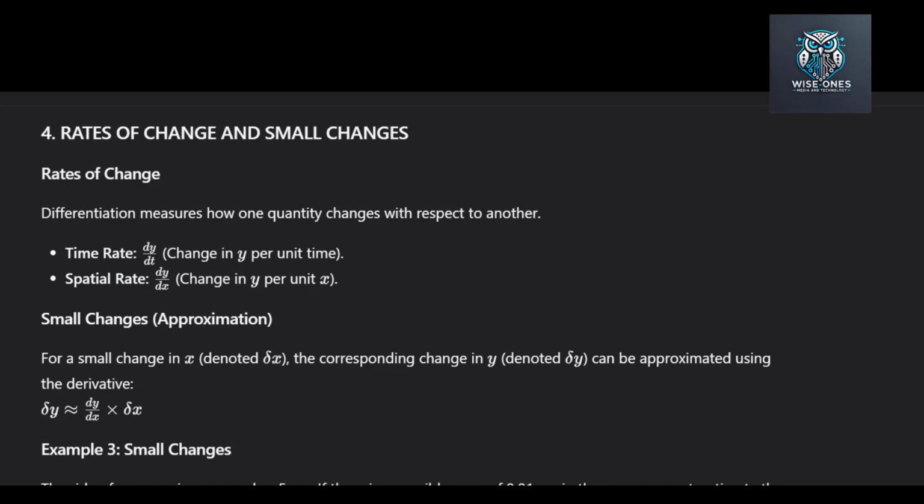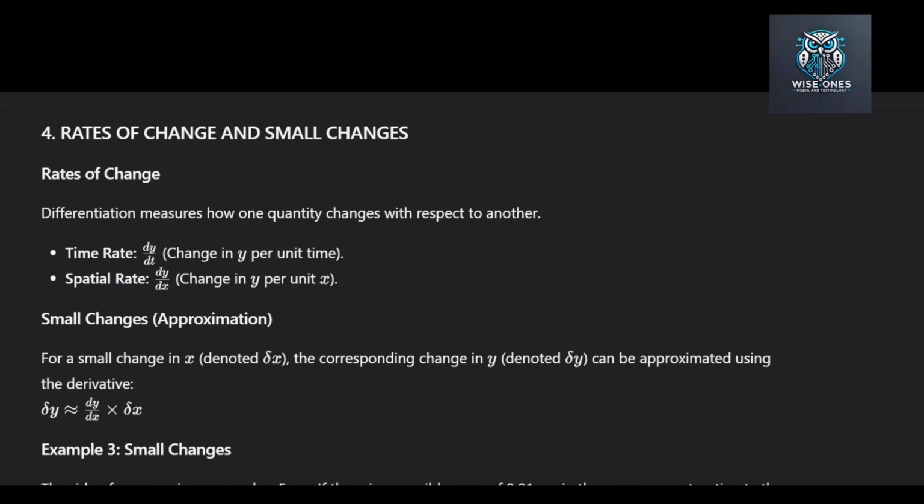There's also a concept called small changes or approximation. For a small change in x, which we denote as delta x, the corresponding change in y, denoted as delta y, can be approximated using the derivative. The formula is delta y is approximately equal to dy/dx times delta x. Think of it like this. If you know the slope dy/dx and you take a tiny step forward delta x, you can estimate how much you went up or down, delta y.